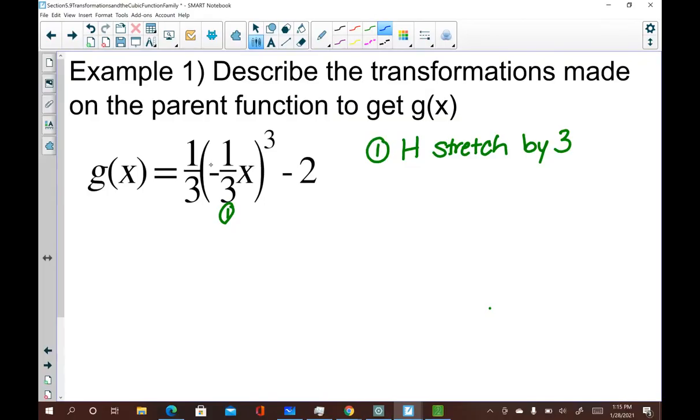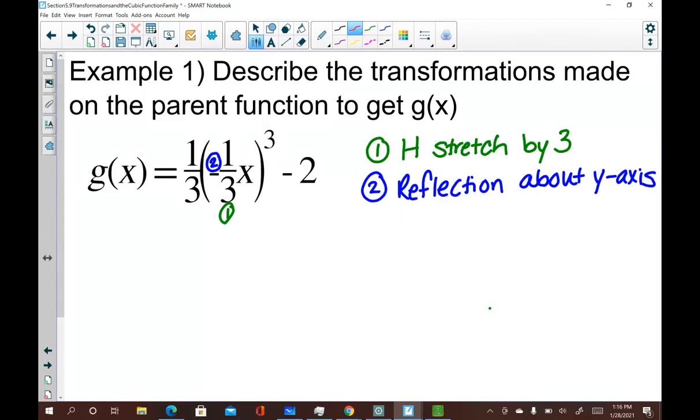Remember that the negatives are their own transformations. So this negative here is a reflection about the y-axis. And remember to use words like reflect instead of flip.